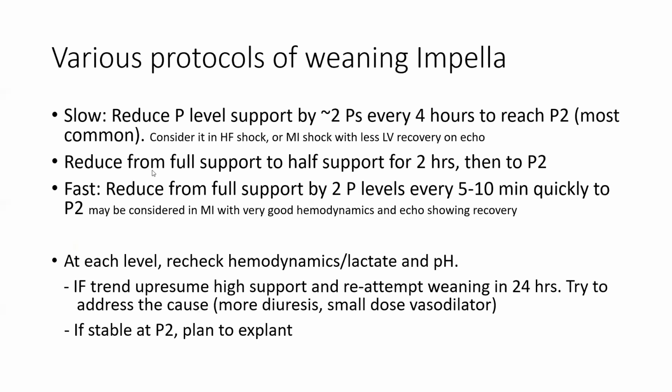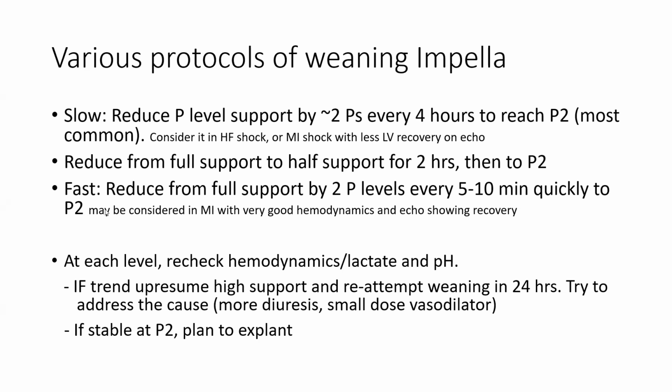And the way you wean the patient down from Impella, there are 2 ways. There is a slow way, which is the most traditional way, and there is the fast way. In the slow way, you reduce the P level of support by 2 P values every 4 hours until you reach P2. So you go from P8 to P6, P4, then P2, with 4 hours between intervals. There is a fast way where you go down from full support by 2 P levels every 5 to 10 minutes quickly toward P2.